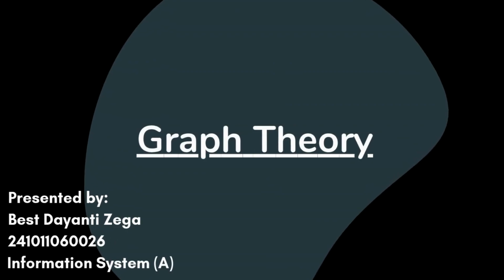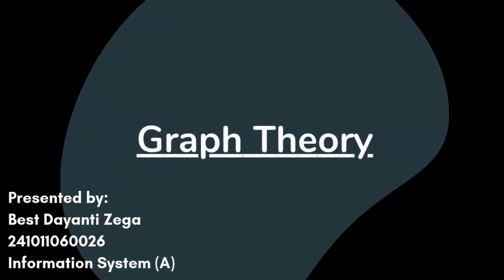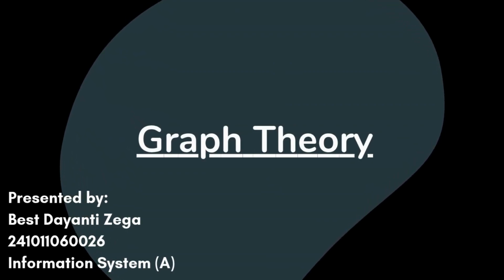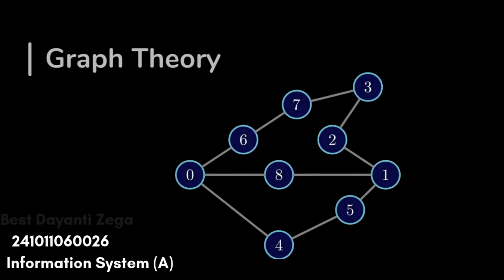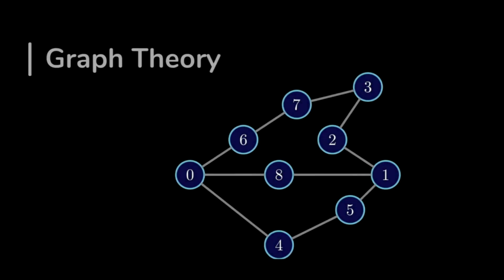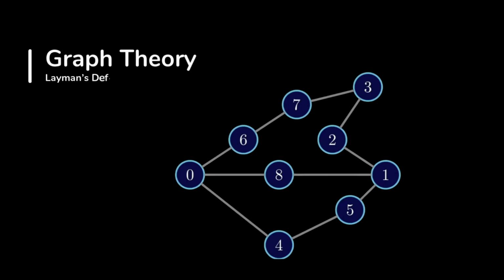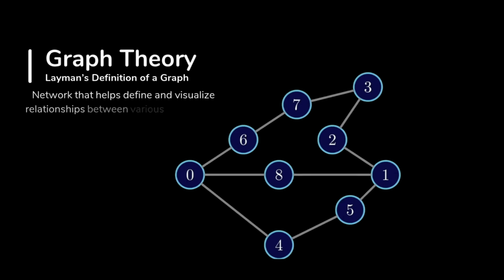In this video, I'll give you a brief intro into the vast and incredibly interesting field of graph theory. Here's an example of a type of graph that we're going to talk about extensively in this video. What's the simplest definition of a graph? A graph is a network that helps define and visualize relationships between various components.